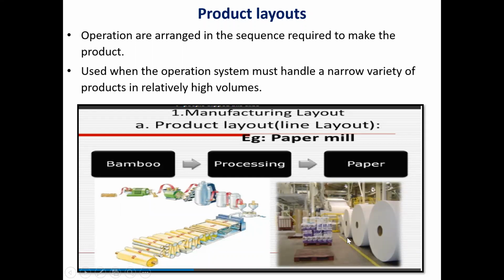And for this product, as it is the main focus, we have to fix all these things, that this bamboo is going to go through the first process, the second process, third process, fourth process with fixed time also. So we can't change the sequence, we can't change the time, and the main focus is on the product only. So operations are arranged in the sequence required to make the product. It is used when the operation systems must handle a narrow variety of products in relatively high volumes. So if your company is manufacturing only one product, and you have all the things at fixed places, then you can go for this product plant layout.